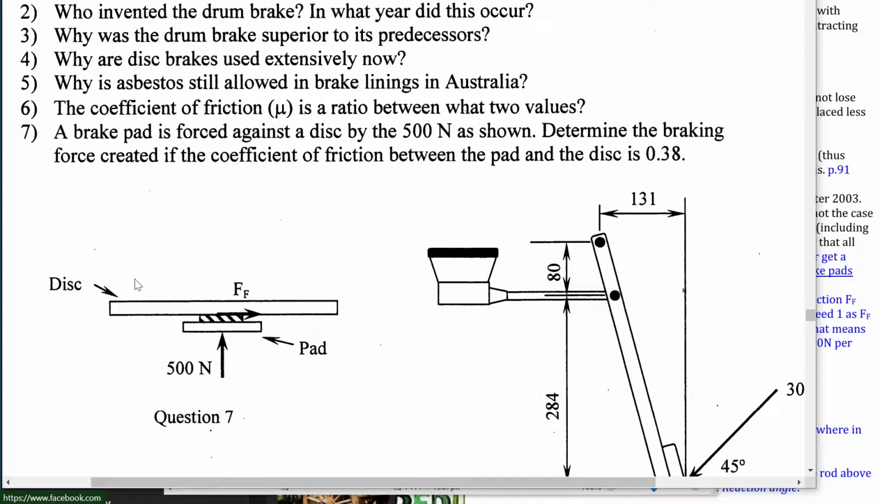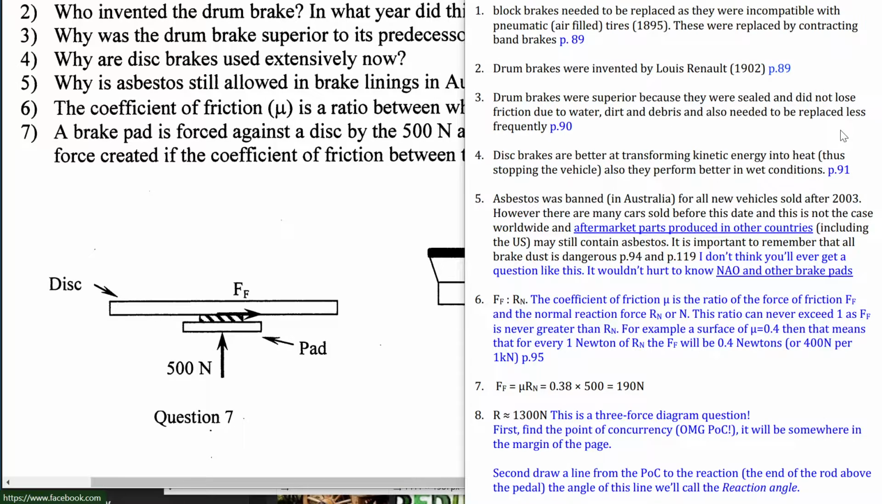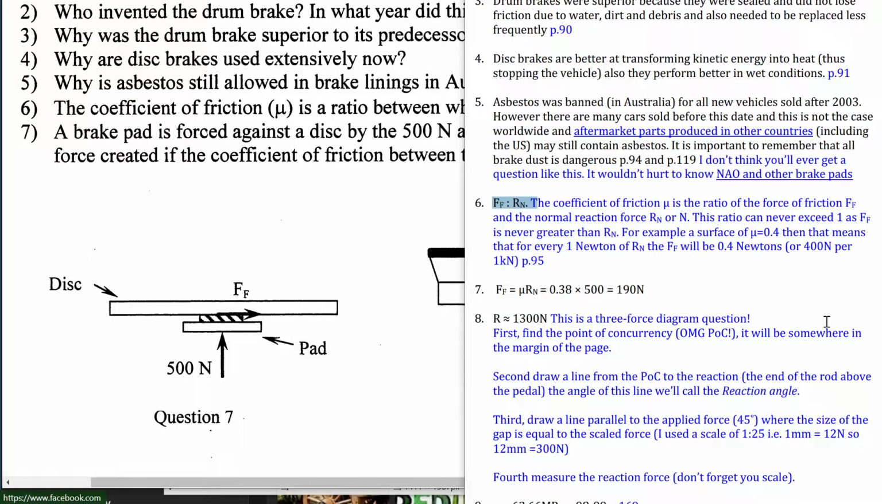The brake pad forced against a disc by 500 newtons is shown. Determine the braking force created if the coefficient of the brake pad is 0.38. So that's the ratio. I'll go into some more detail there. Remember, blue stuff is stuff that you don't need to know.